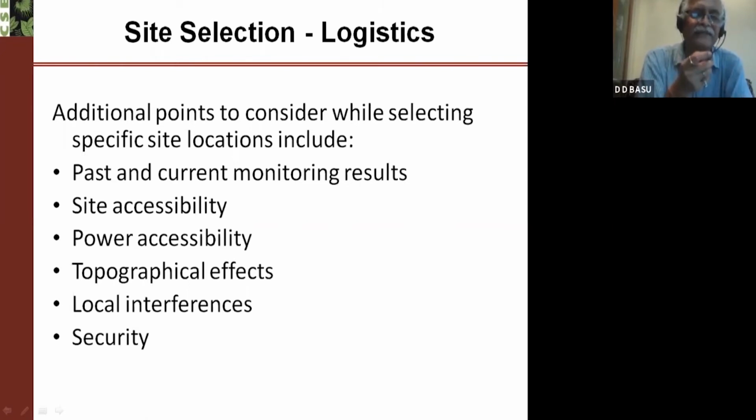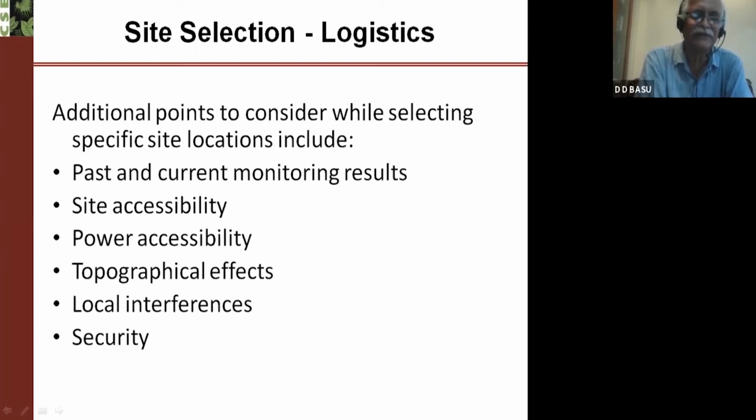Then site accessibility. The site should be accessible all the time, 24/7. If you select a site where accessibility is lost, that means you cannot enter at night or on holidays, then if there is something wrong in the instrumentation, you cannot rectify it very fast. Power accessibility: uninterrupted power should be available at the selected site.